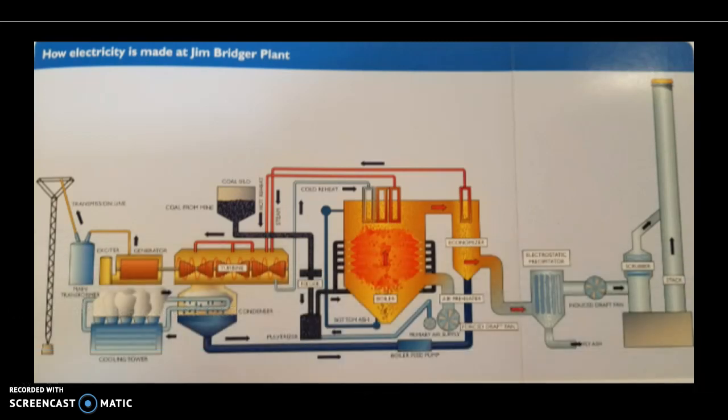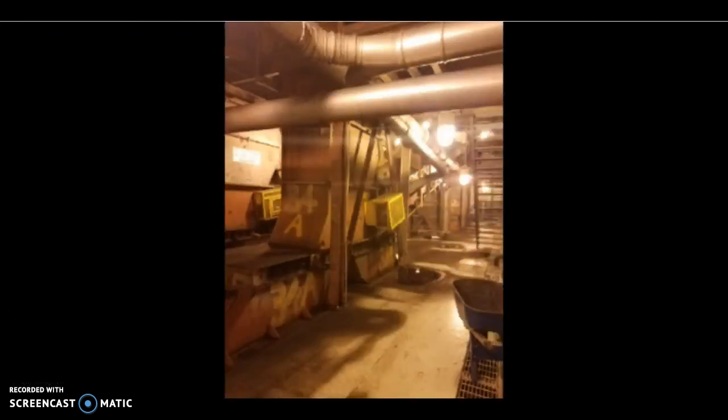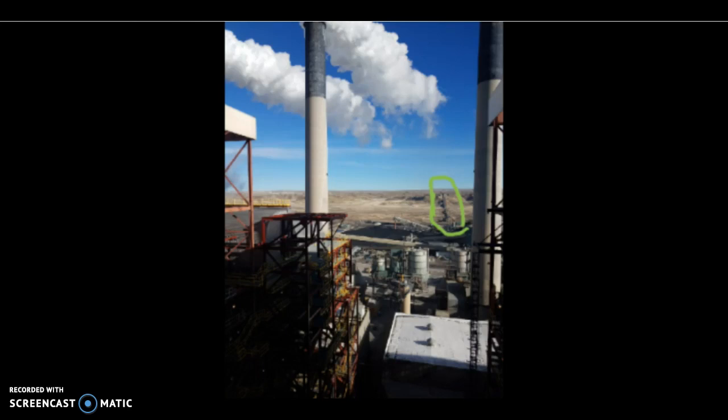Coal must first be obtained and is collected in the coal silo. This is a picture of the very tops of the coal silos. The area circled in green is a conveyor belt that transports the coal from the Jim Bridger mine to the Jim Bridger power plant. It is roughly 2 miles long.